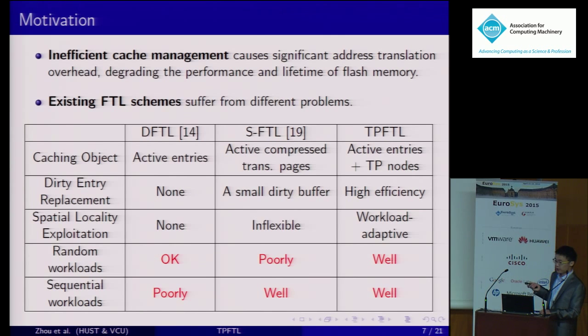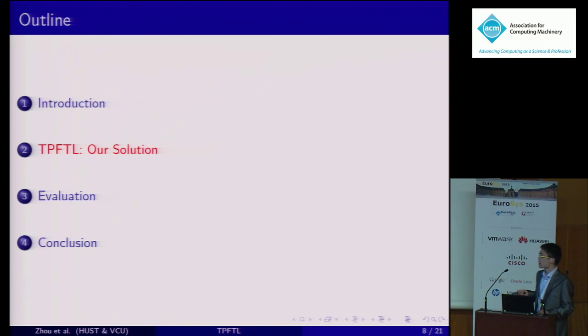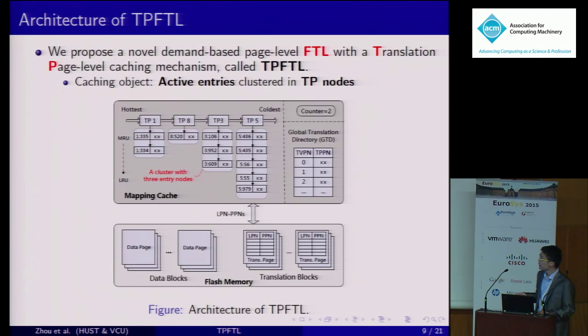So we need a new FTL that performs well in both random workloads and sequential workloads. Let's see our solution, TPFTL. TPFTL is a flow demand-based page-level FTL with a translation page-level caching mechanism. This figure shows the architecture of TPFTL.